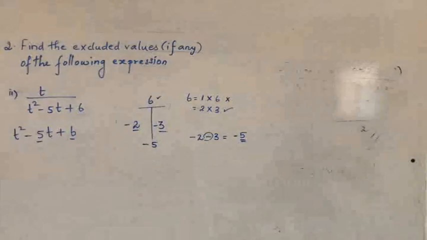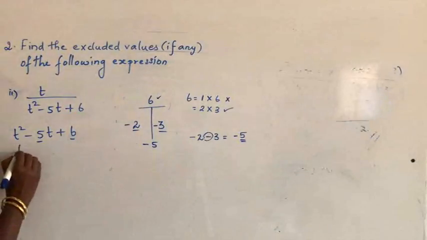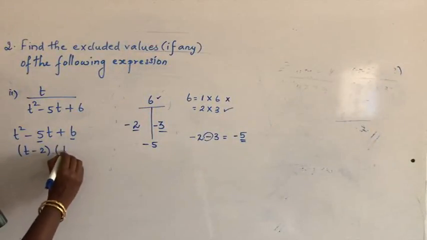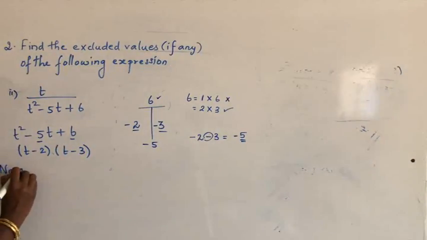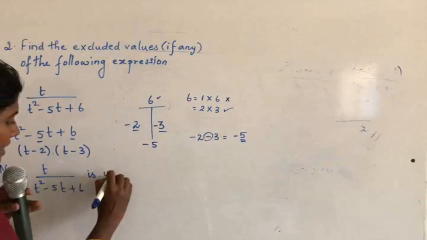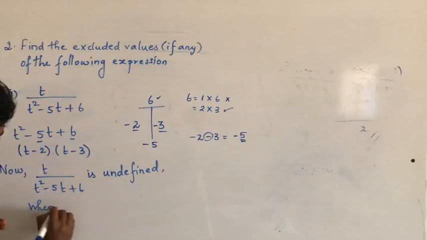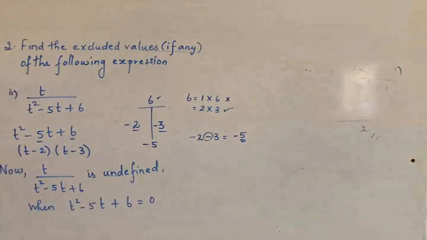So what are the two numbers we have taken? Minus 2 and minus 3. So let's write the factors for it. The variable used here is t, so you get t minus 2, t minus 3. Now as usual, as we have done in the first sum, what is the next step? You say t upon t square minus 5t plus 6 is undefined when t square minus 5t plus 6 is equal to 0.